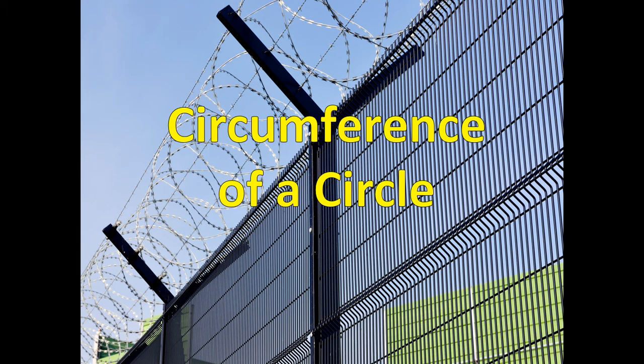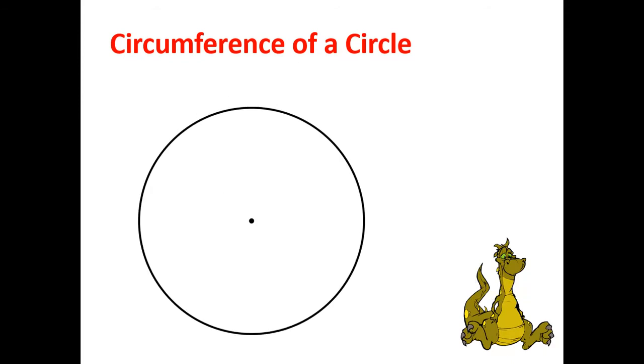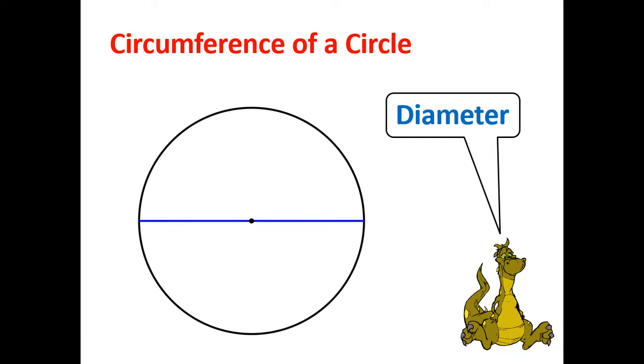In this video we're going to look at the circumference of a circle. We know that the perimeter is the distance around the outside of a two-dimensional shape, but the perimeter of a circle is called the circumference. Alright, we've got a circle. The distance from the centre to the outside of the circle is called the radius. And the distance right across the circle that passes through the centre is called the diameter.